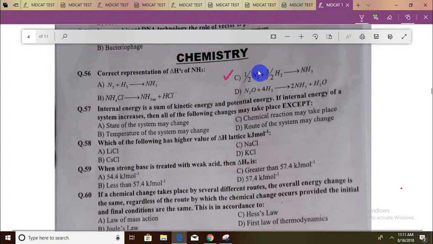The internal energy is the sum of the kinetic energy and the potential energy. If the internal energy of a system increases, then all of the following changes may take place, except: the state of the system may change. That is possible. The temperature of the system may change, also a possibility. A chemical reaction may take place. Again, it's a possibility.